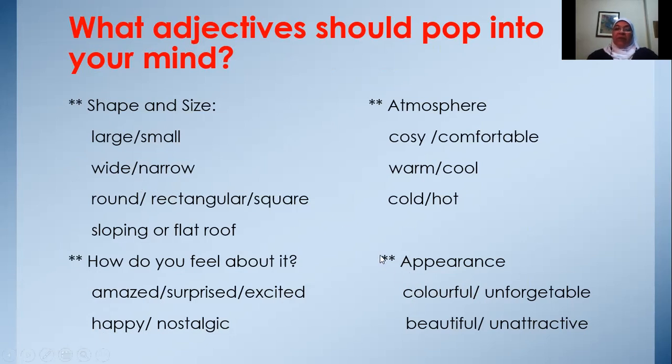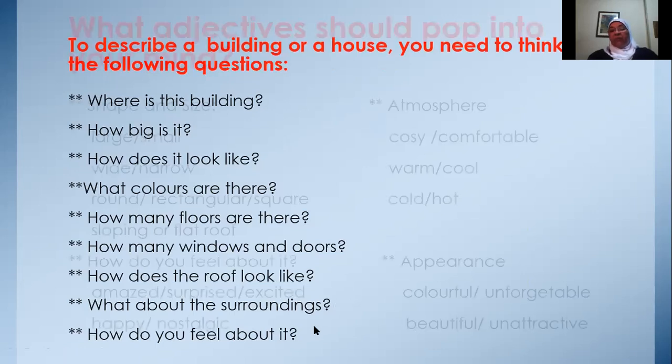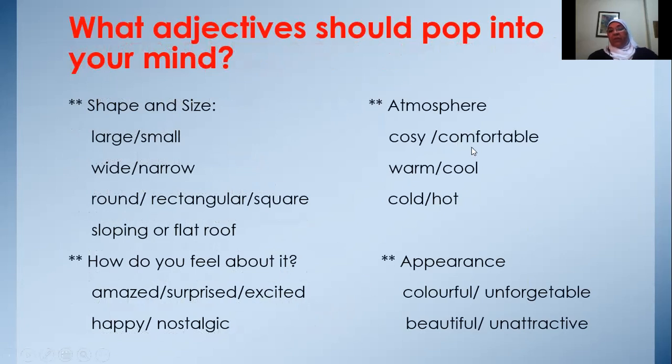And then after that, you start speaking about what you can see in front of you. How many windows, how many doors, and as we said, how many colors, how does it look like? How many floors, and what does the roof look like? What about the surroundings? And then finally, how do you feel about it? So in this case, we are going to say it looks comfortable, it looks warm, it looks exciting, nostalgic, it makes me happy. It depends on how you're going to express your feelings about it.